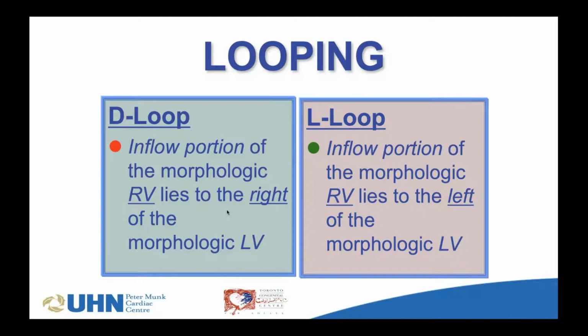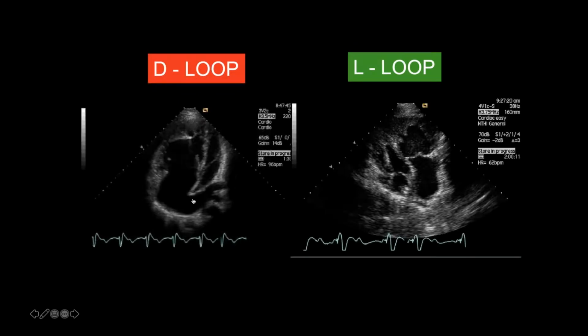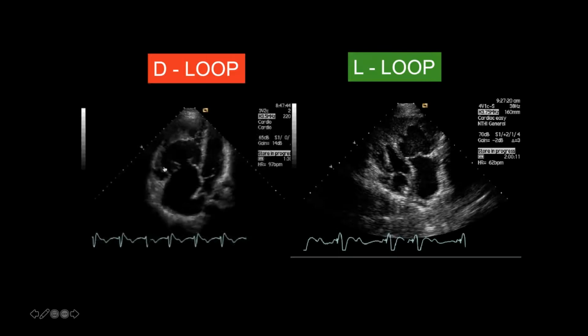You just take an apical four-chamber view. If the inflow portion of the RV lies to the right of the morphologic LV, then you have a D loop. If the inflow portion of the morphologic RV lies to the left, then you have an L loop. So like here, in this patient with a Mustard procedure, you see here we said, okay, this is a tricuspid valve and the right ventricle, so the right ventricle lies to the right of the morphological left ventricle. So I have a ventricular D loop.